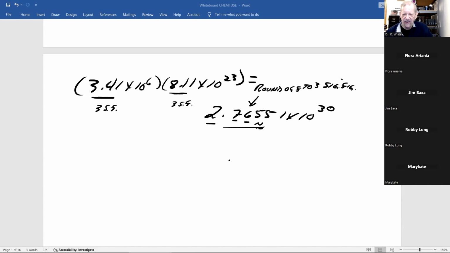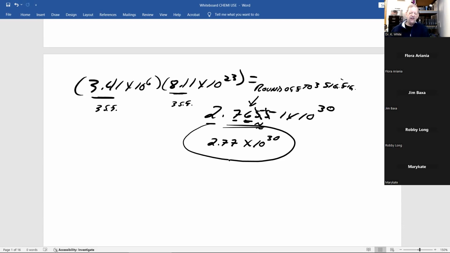It's 5 or greater, so I'll drop this and this and increase this by 1. Remember, this is how I write a 7. You never change the exponent. And this would be the correct answer using significant figures.